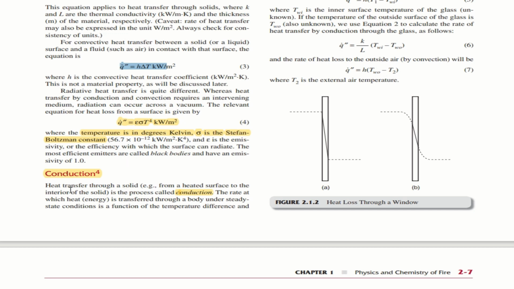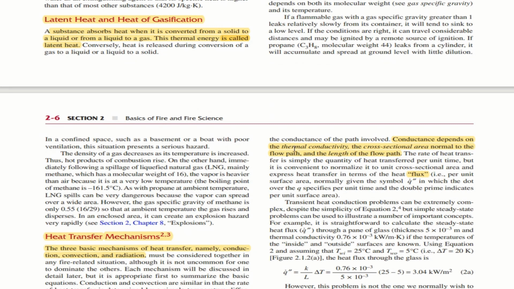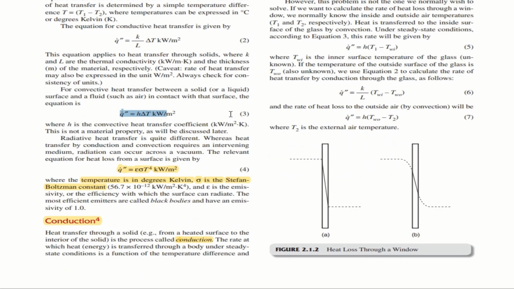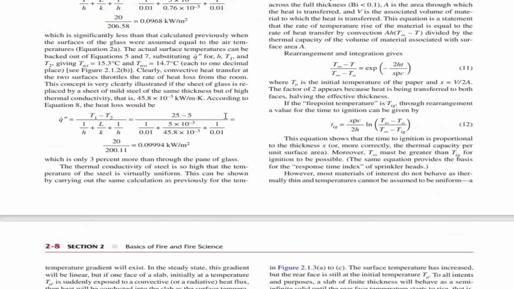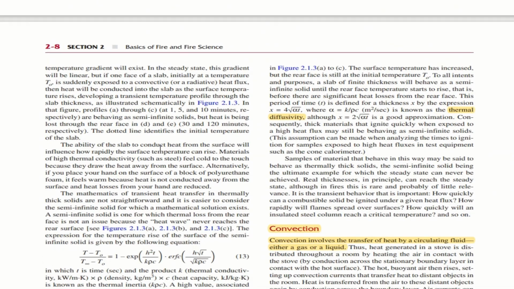Conduction, the definition states heat transfer through a solid from a heated surface to the interior of the solid is the process called conduction. Conductance depends upon the thermal conductivity, the cross-sectional area normal to the flow path and the length of the flow path. Okay, and also I have highlighted the flux. Just go through the flux definition as well. And here we have Biot number, lumped thermal capacity. Just go through those things.